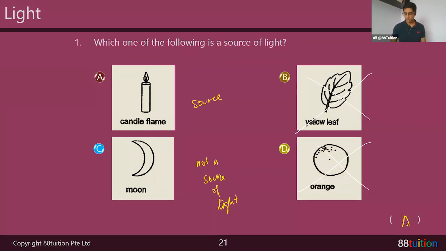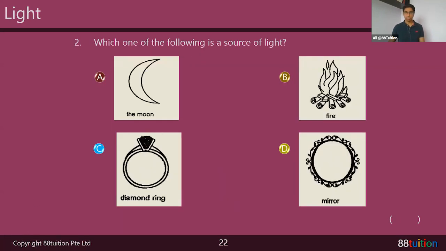So the answer is A. Since all of you are very good at this, then for B, you can just shout out the answer. I'm going to unmute all of you just for fun. Shout out the answer. B, B, B. Yay! Okay, no need. So the answer is B.